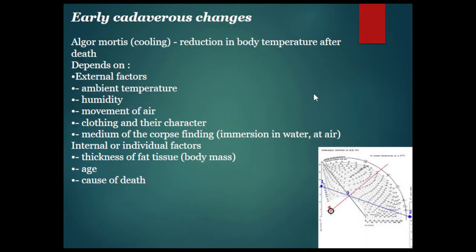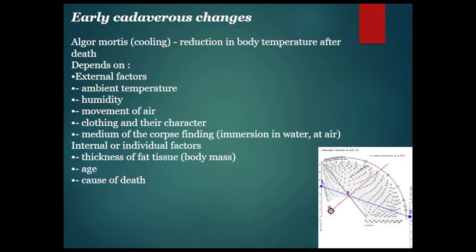Algor mortis is usually the reduction of the body temperature after death, but it depends on the environmental temperature. If the environmental temperature is above the level of the body temperature, the body temperature will rise after death. Algor mortis depends on external factors. It depends on the temperature of the surrounding area, not only the air, but also the temperature of the support where the body is lying.